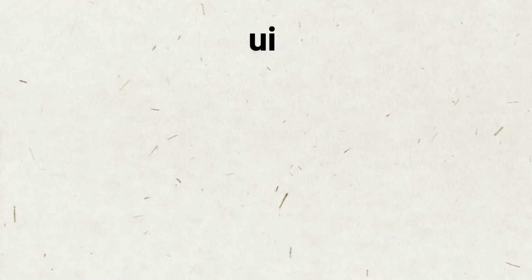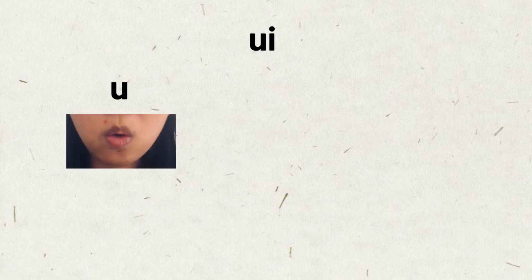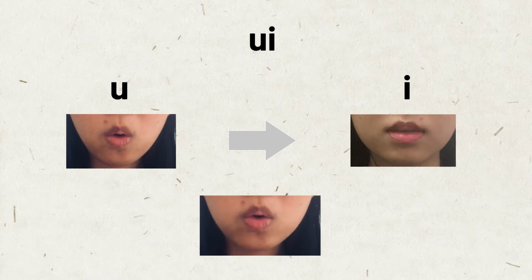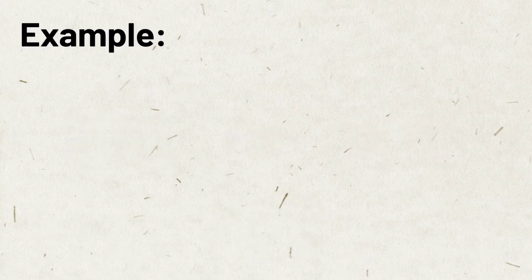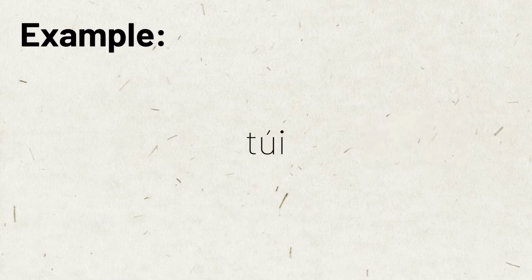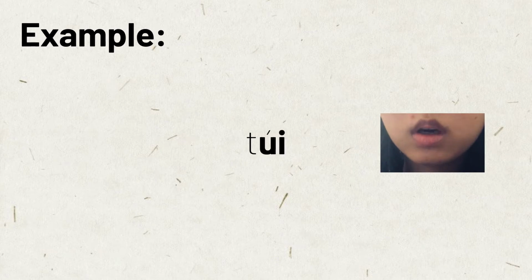To make ui, first you make u and then move your mouth to the position of the vowel E. Ui. Here are some examples. Ui, vui. Ui, túi.